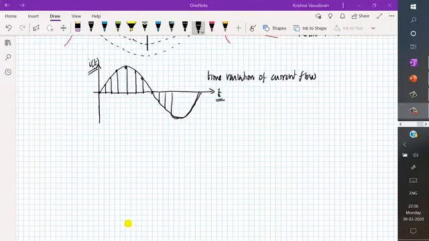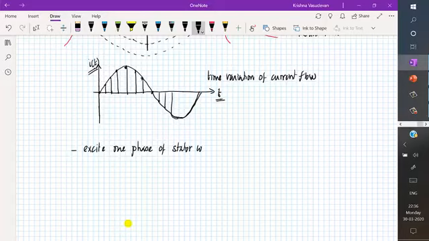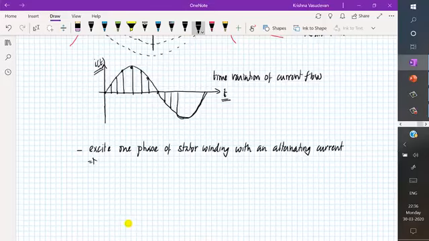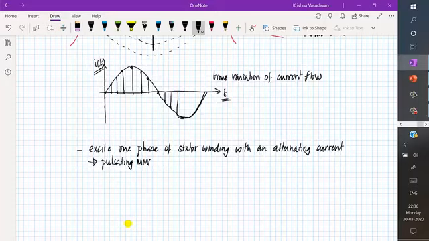We have therefore seen that if you are going to excite one phase of stator winding with an alternating current, you get a pulsating MMF, which in turn gives a pulsating magnetic field.